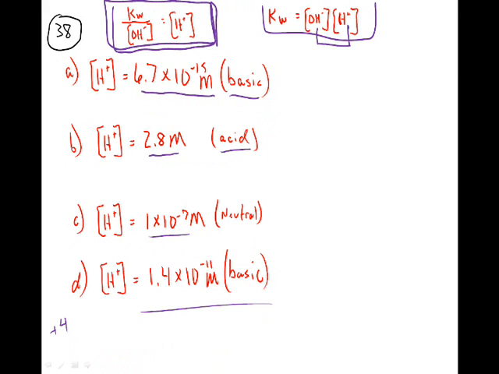Number 38 was similar, except they gave you hydroxide ion concentration. So you use this relationship once again, the Kw for water, to solve for the hydrogen ion concentration and also to identify if it's basic or acidic.